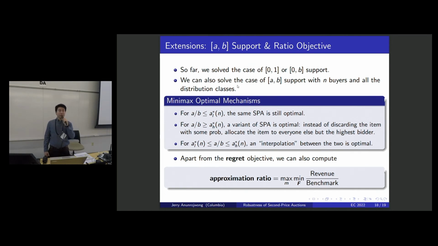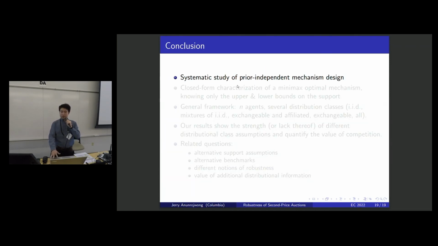Apart from the regret objective, we can also calculate the maximum approximation ratio objective, where the ratio is defined as the ratio between the mechanism revenue and the benchmark revenue, where we can transform the ratio objective to the regret objective via an epigraph formulation.